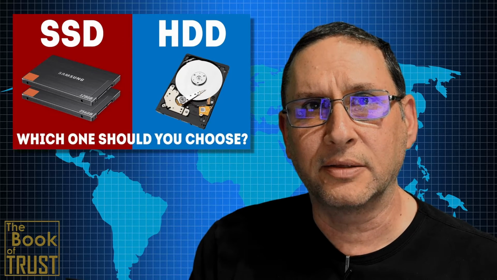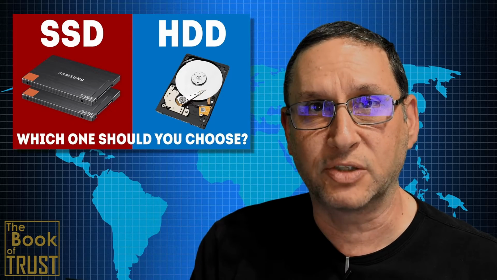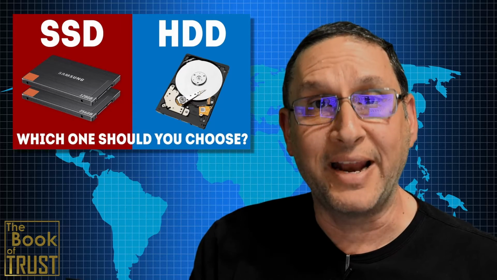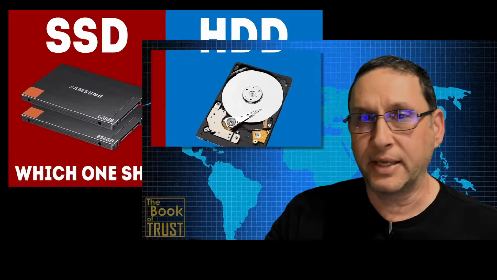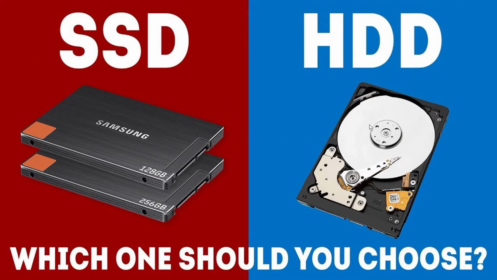This circle in the middle that takes most of the size is magnetic, and all the information is stored on it. I'll make it bigger. All the information is stored on it magnetically. This is the head that is recording and reading from the disk.